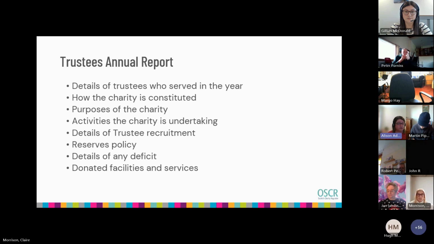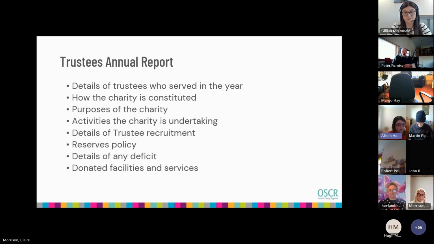The report should include a description of how charity trustees are recruited and appointed, and it should include information about the level of reserves held by the charity and why they are held. If the charity has incurred a deficit in the financial year, there should be an explanation of how the deficit came about and what measures are being taken, if any, to rectify it.